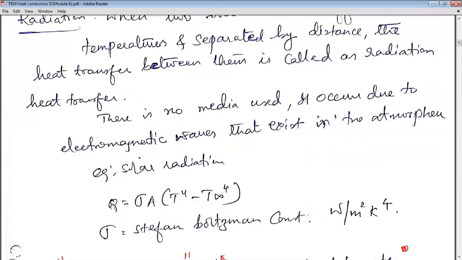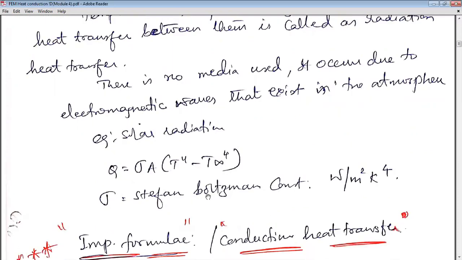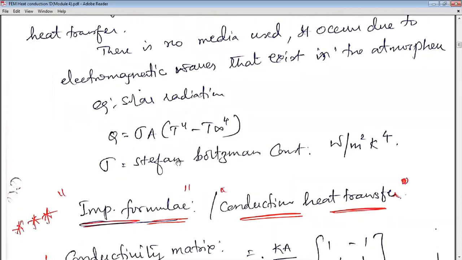So again, the equation that governs this radiation mode of heat transfer is the Stefan-Boltzmann equation, with Stefan-Boltzmann constant sigma. So Q is sigma A (T^4 minus T infinity^4). So this is the fourth power of temperature. The sigma is the Stefan-Boltzmann constant, which is watts per meter squared Kelvin power 4. This is a constant term. Of course, a lot of numerical problems related to radiation will be solved in a heat transfer course.